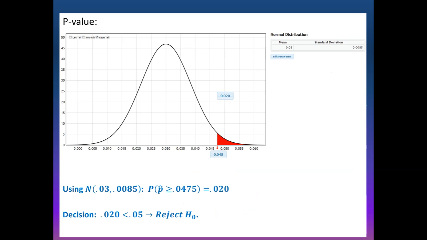Finding the p-value, here it is with a normal distribution with a mean of 0.03 and a standard deviation of 0.0085. Then the cutoff is just going to be p hat. StatKey only accepts the p hat to 3 places, not 4, which is why I have it as 0.048 instead of 0.0475. But it's going to be a right tail because of the greater than in the alternative hypothesis, and we get 0.02, which is less than 0.05, so we're going to reject the null.